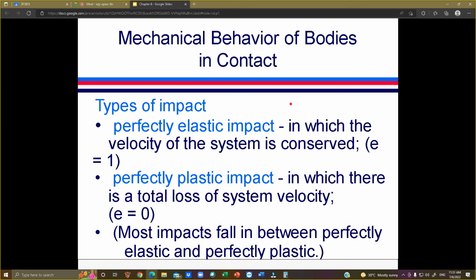Apa tu elastic? Elastic impact is a collision between two surfaces, where after the collision, the amount of energy is restored and the shape of the object is retained. Velocity of the system is conserved. Tapi kalau plastik, total loss. Contoh elastic, we drop a soccer ball from level 4. When it hits the floor, it will bounce back, meaning it has kinetic energy being restored, and the shape of the ball will return to its original state.